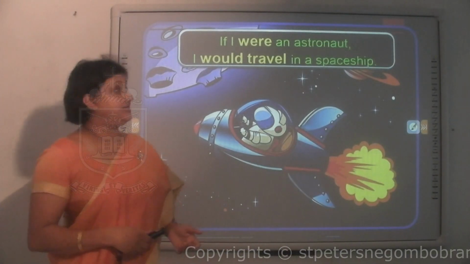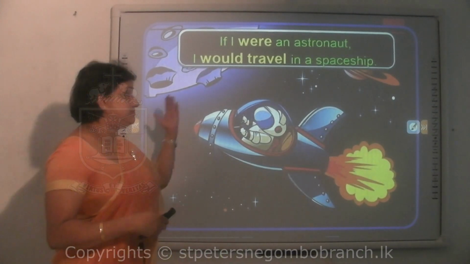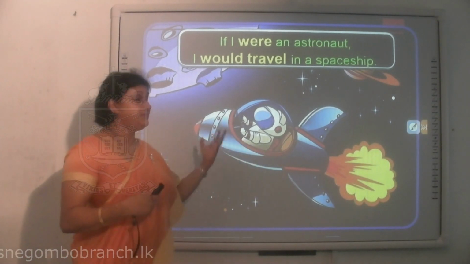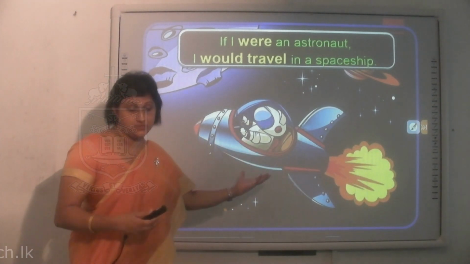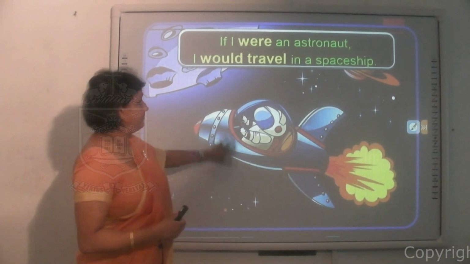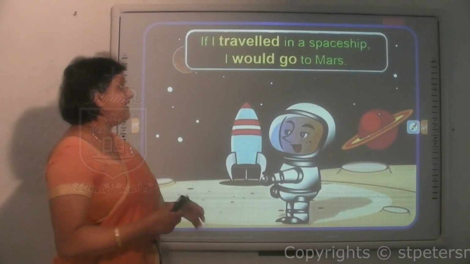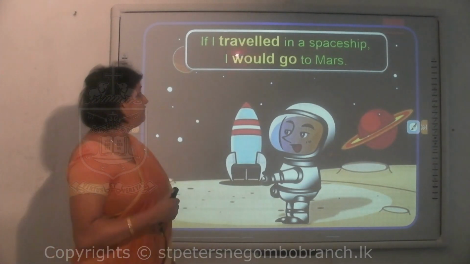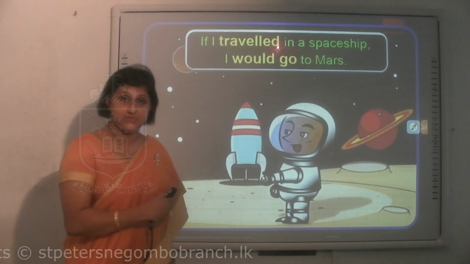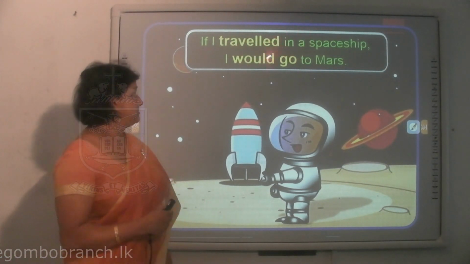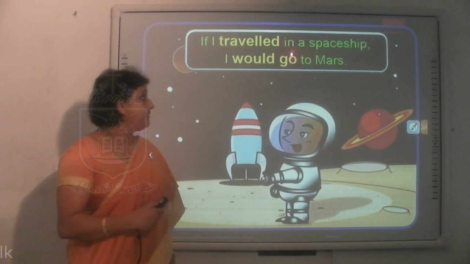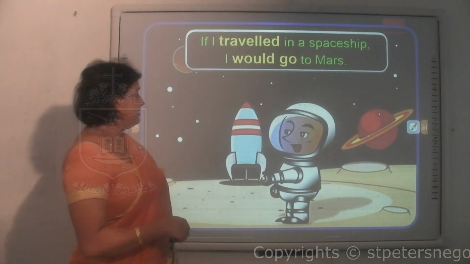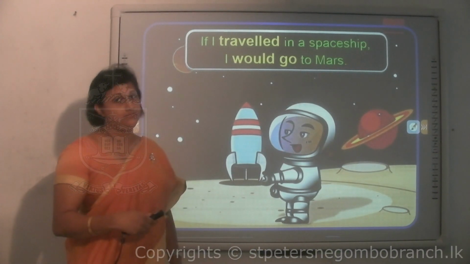If I were an astronaut, I would travel in a spaceship. This is something that you are imagining. You are imagining this picture, the situation. Okay. If I traveled in a spaceship, I would go to Mars. If I traveled, simple past tense. I would go. Would plus verb infinitive, the original formation of the verb. Right? So this is something that you imagine.